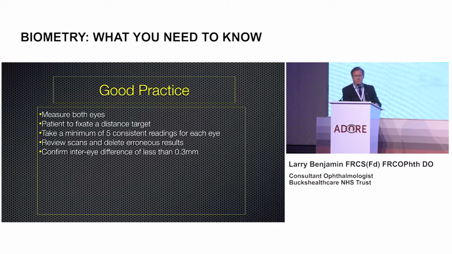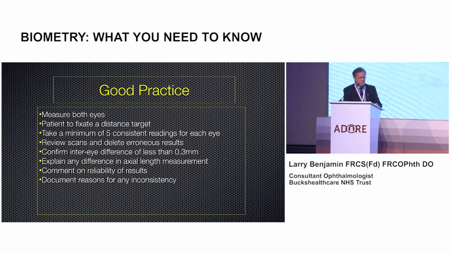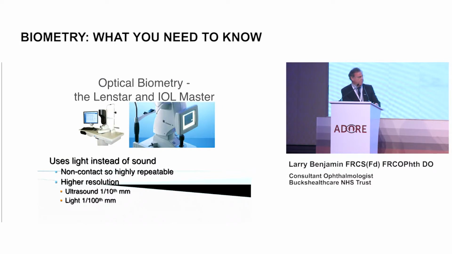The eyes are usually within 0.3 millimeters of each other. If they're not, you've got to explain why. They may be, but you've got to be able to explain that, and any difference in axial length measurement. And then be able to comment on the reliability of the scans according to their shape. That's really important. If they don't tie up, do a B scan, and we'll talk a bit about that in my second talk in a moment. Maybe seek a second opinion or a second lot of measurements, and those are good things to do.